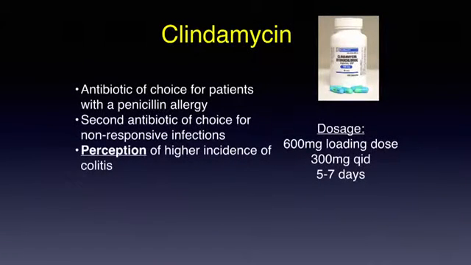Clindamycin is the antibiotic of choice for patients who are allergic to penicillin and is the second antibiotic to use when a patient is not responding to penicillin. Some may be hesitant to prescribe clindamycin because of the perceived increase in gastrointestinal issues, including pseudomembranous colitis. However, clindamycin does not have a higher incidence than penicillin or amoxicillin, and providers should not be afraid to prescribe it. It does have a slightly different dosage than the other antibiotics we'll look at, so it's important to note that.